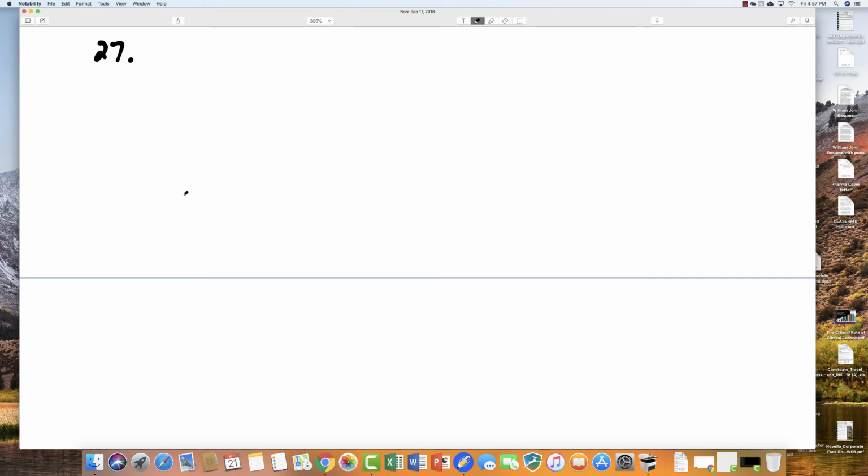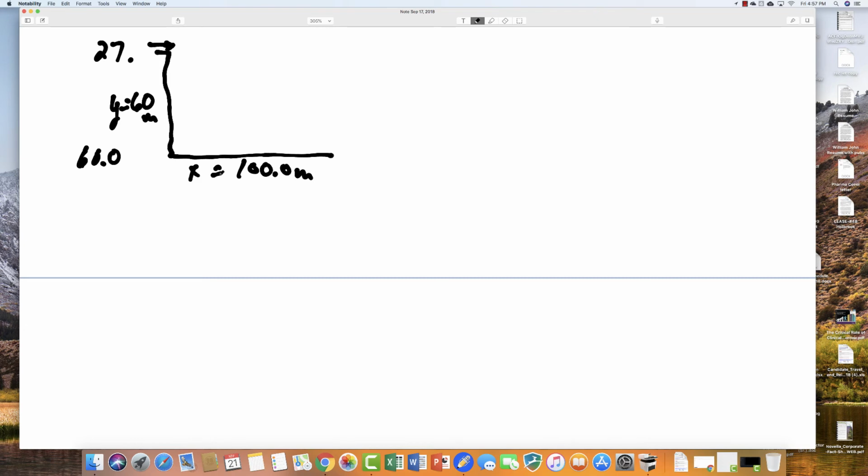Problem number 27 states that a ball is thrown horizontally from the top of a 60-meter building and lands 100 meters from the base of the building. So we've got a ball that's tossed out this way, and the Y distance here is 60 meters, and the X distance is 100 meters. And so the first question is, how long is the ball in the air?